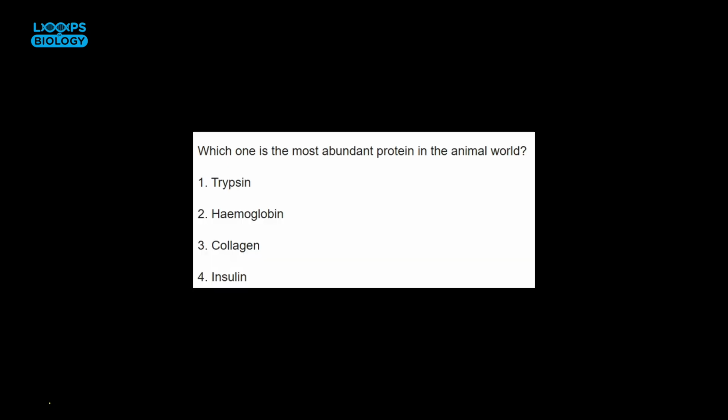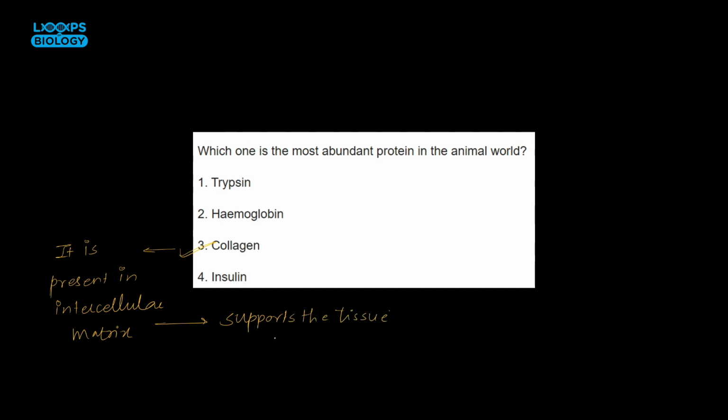Let's move on to the next part. Which one of the following is the most abundant protein in the animal world? That is collagen, which forms a supportive structure. It is present in the intercellular matrix and supports the complete tissue. This is the use of collagen, one of the toughest and most abundant proteins in the animal world.